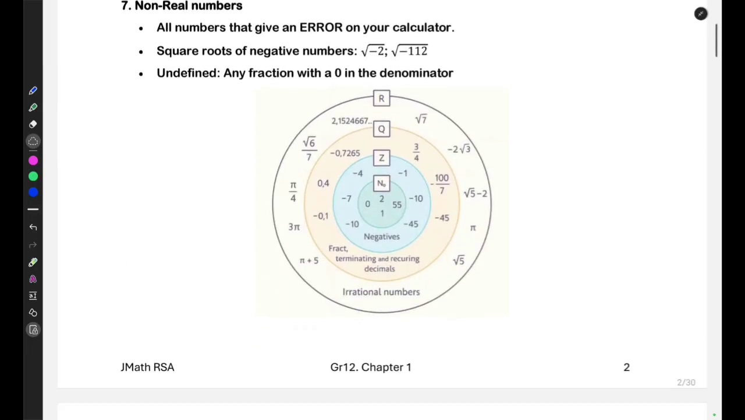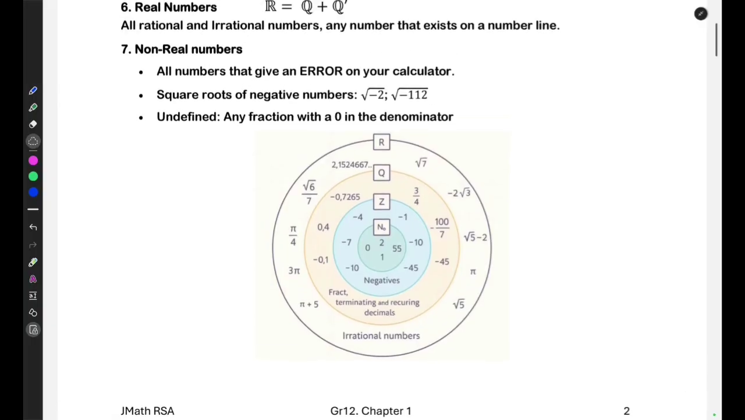Now, just as a visual aid, just look at this. We start in the middle, so that's where your natural and your whole numbers are. Then if I zoom out a little bit, that's integers. Then terminating and recurring decimals form part of your rational numbers. And then the outside circle is your real numbers, which once again includes rational and irrational numbers. So all of this is the real number system.